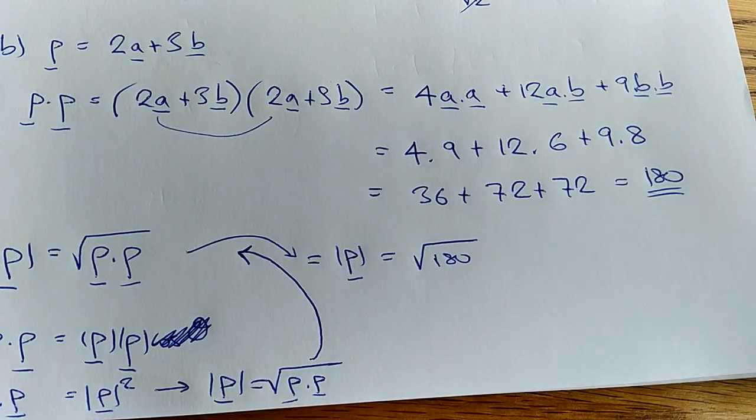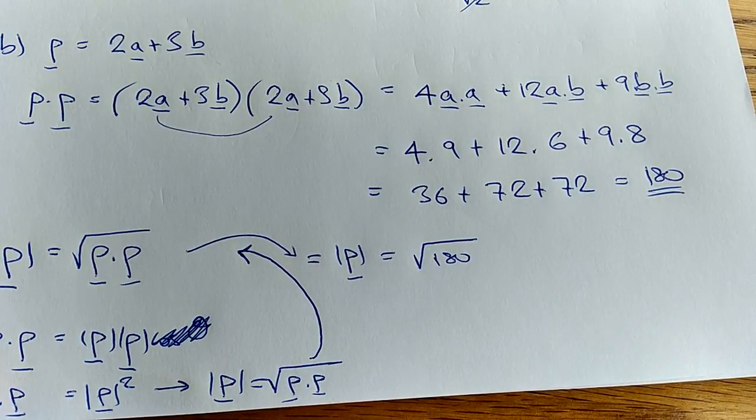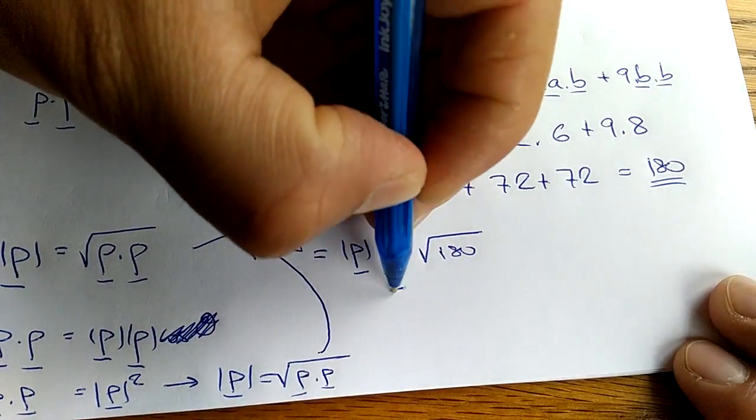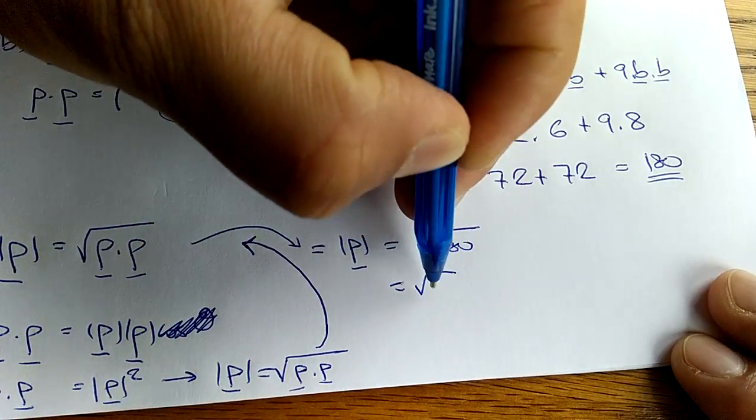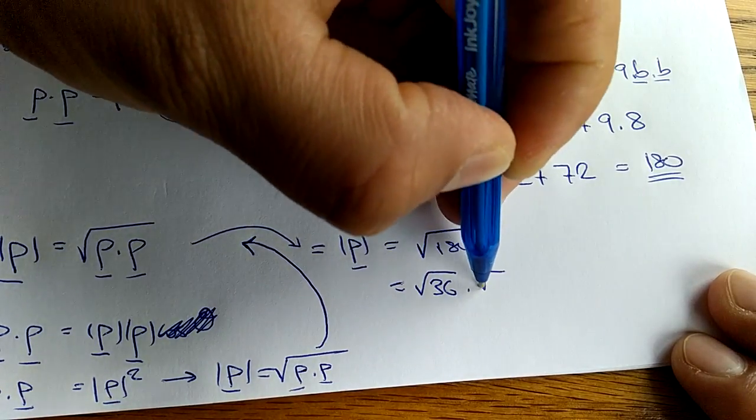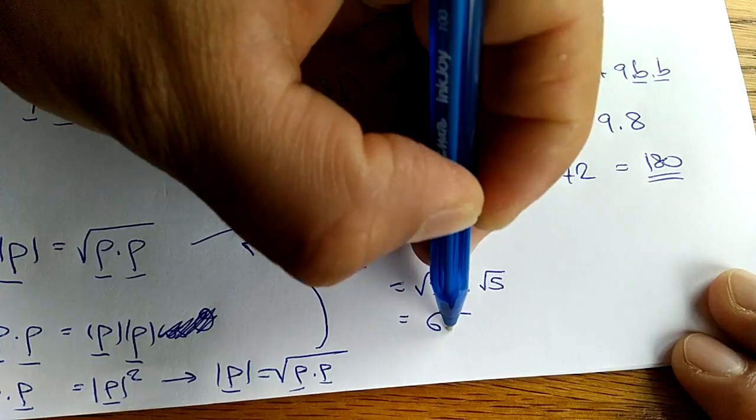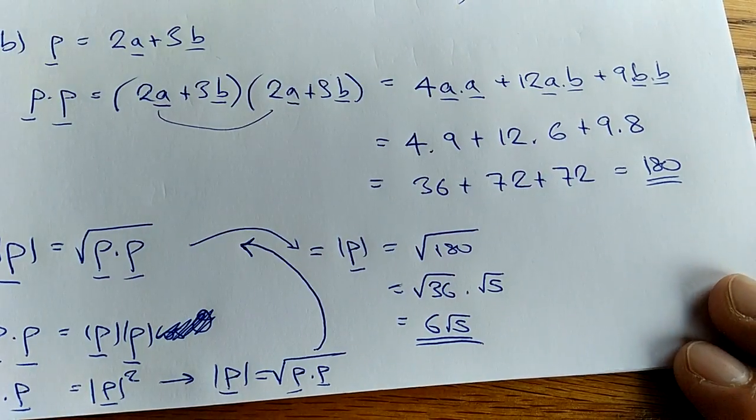And have they said to simplify it? I'm not sure if they have. If they want us to do that, we can do, using surds, root 36, root 5, which is 6 root 5. And there you go.